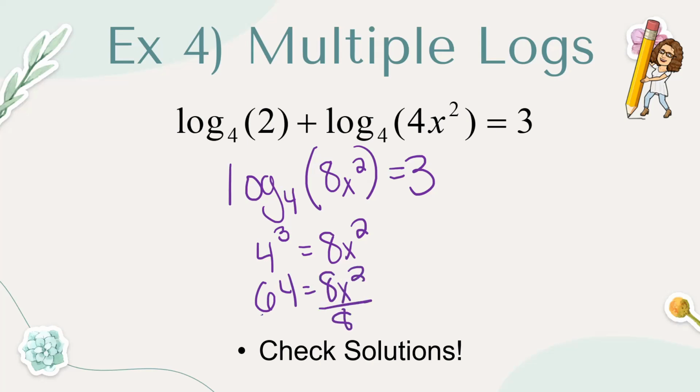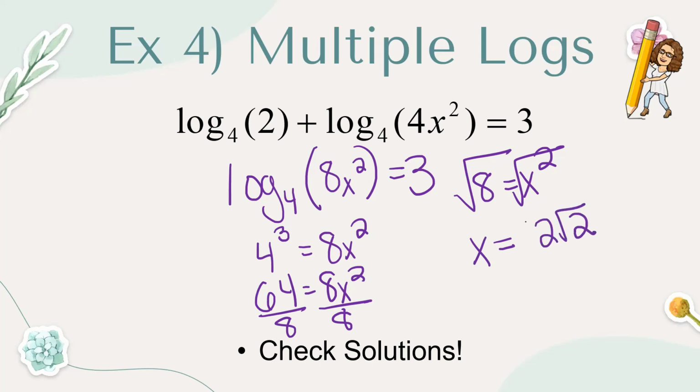So I'm going to divide both sides by 8. I'm going to get 8 equals x squared. Solving, square root both sides. x equals, well, the square root of 8. I'm going to simplify it. It'd be 2 square root of 2. And because I solved using a square root, I do have a plus or a minus.